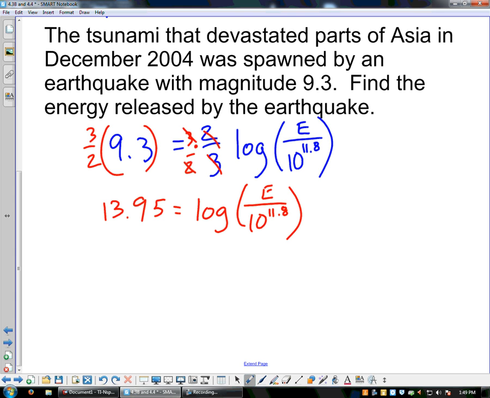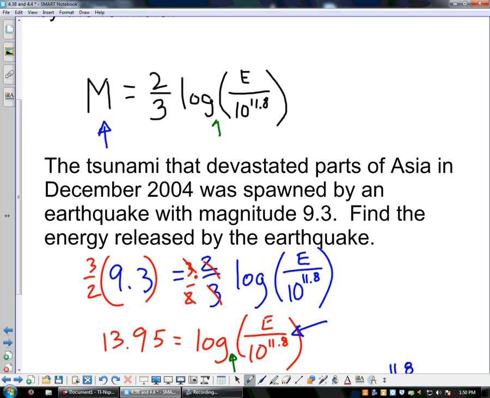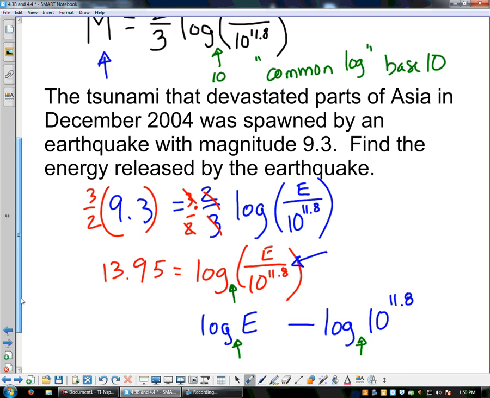Well, remember the properties of logarithms. If you're dividing inside one logarithm, we can split it up and write it as 2 separate logarithms with a subtraction between. And one thing that we probably didn't talk about, I don't know if you noticed this, but there was no base written here. Well, if there's no base written, it's understood to be base 10, and we call it a common log. Common log means base 10. So that can help us with this.